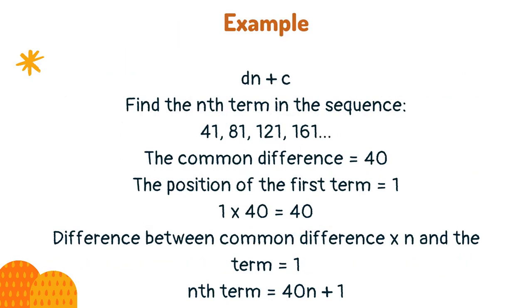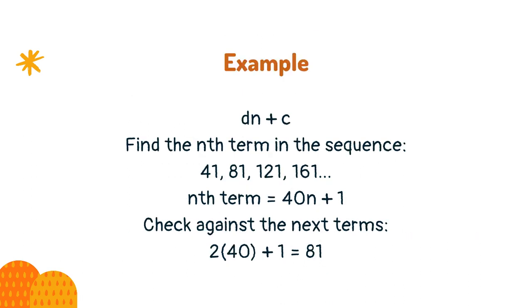For example, dn plus c: find the nth term in the sequence 41, 81, 121, 161 and so on. The common difference equals 40. The position of the first term equals 1. 1 times 40 equals 40. The difference between common difference times n and the term equals 1. The nth term is 40n plus 1. Use the next terms in the sequence to check your nth term.